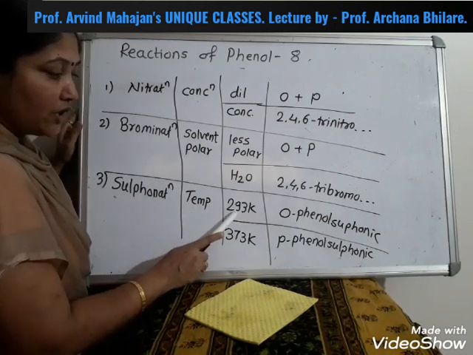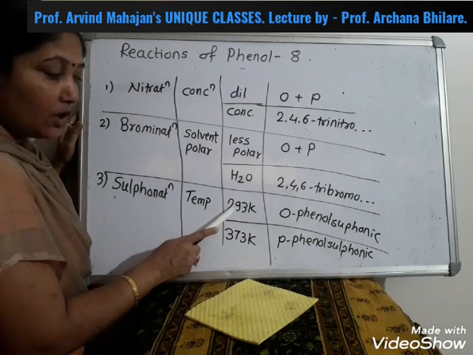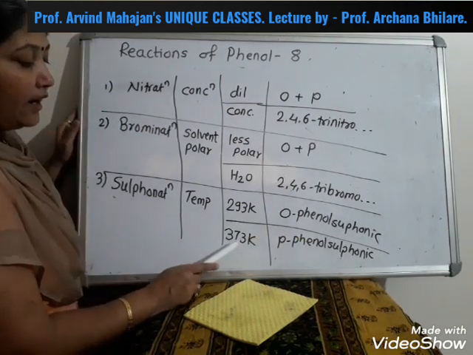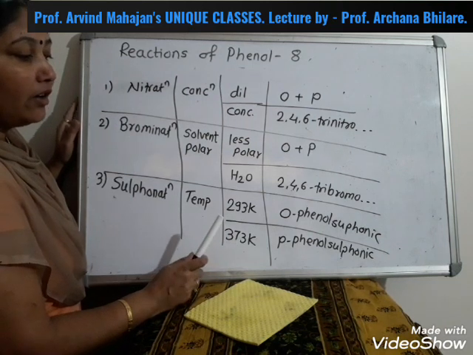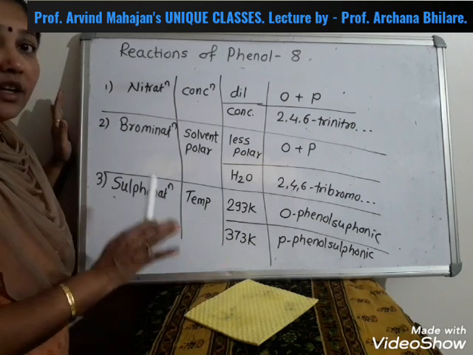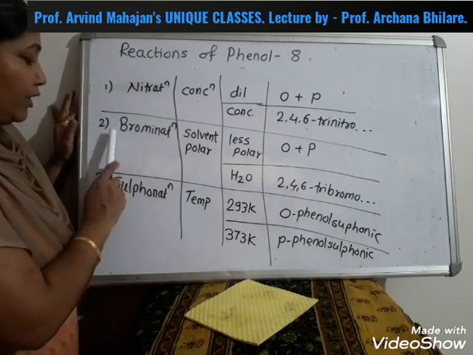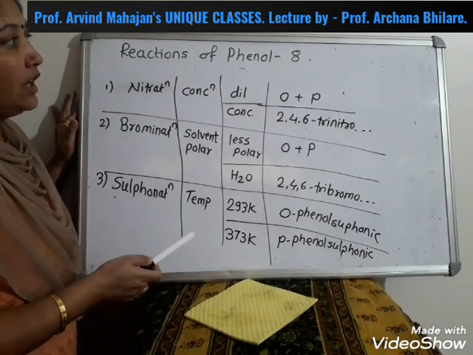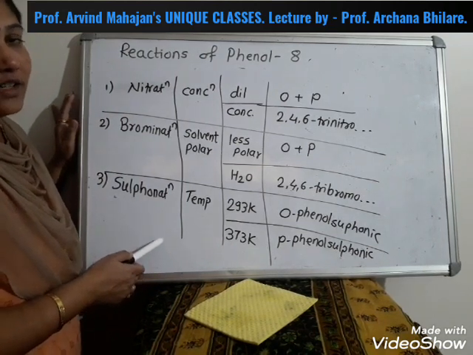At lower temperature or at room temperature, 293 Kelvin, we get orthophenol sulfonic acid, and at higher temperature we get paraphenol sulfonic acid. So today we have discussed three reactions of phenol, namely bromination, nitration, sulfonation. Remaining reactions we will discuss in the next lecture.